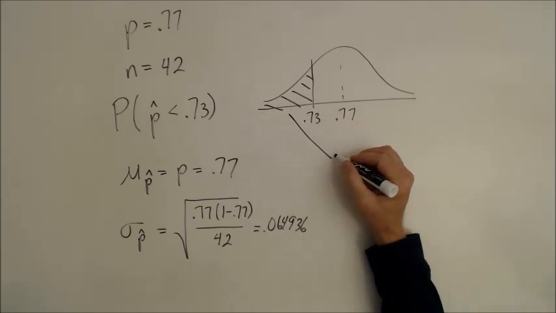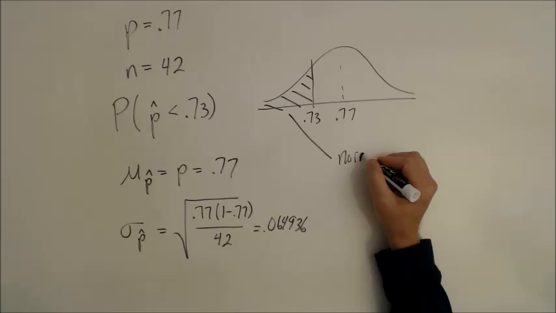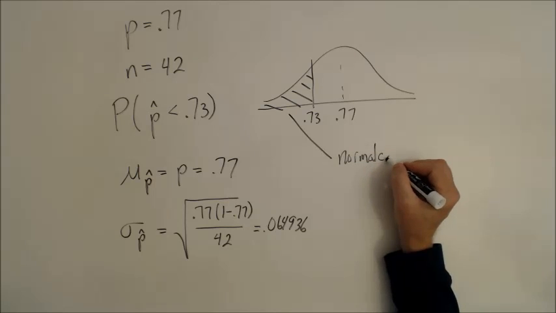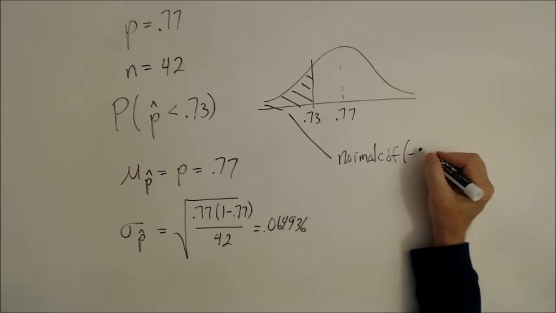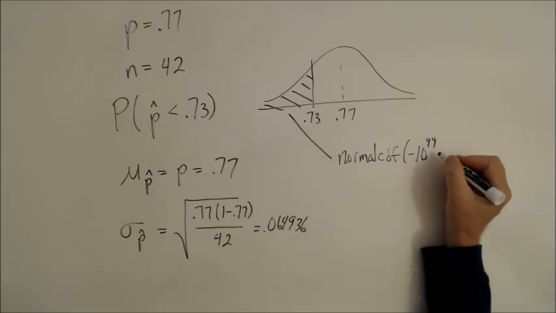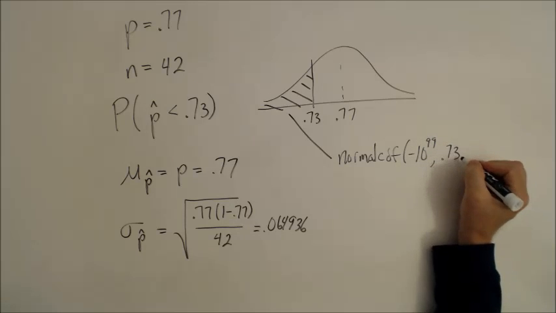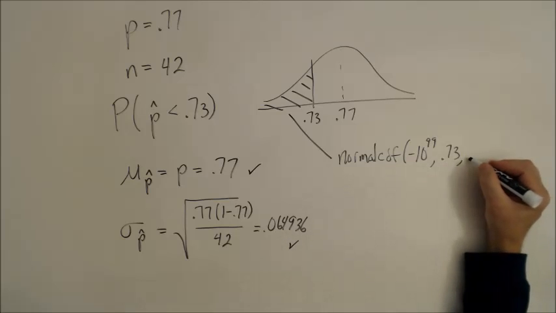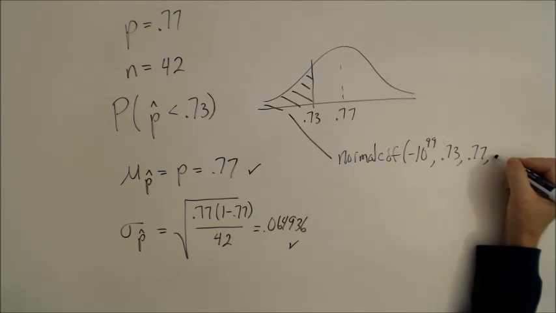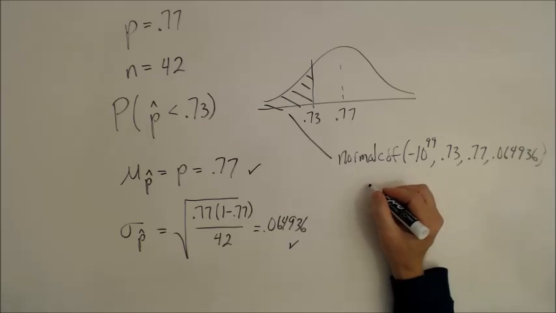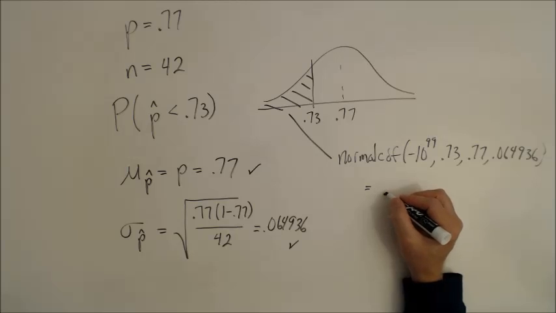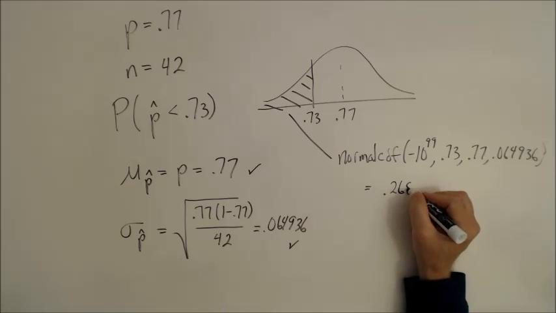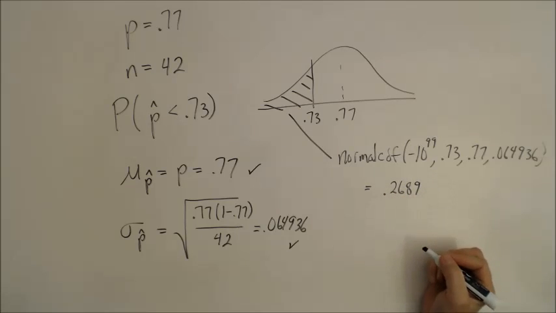To compute that area, we'll use our normal CDF command, where the interval from negative infinity up to 0.73 is entered together with the mean and the standard deviation, that's 0.77, and 0.064936. Making this calculation, we find an area of about, well, just under 27%.